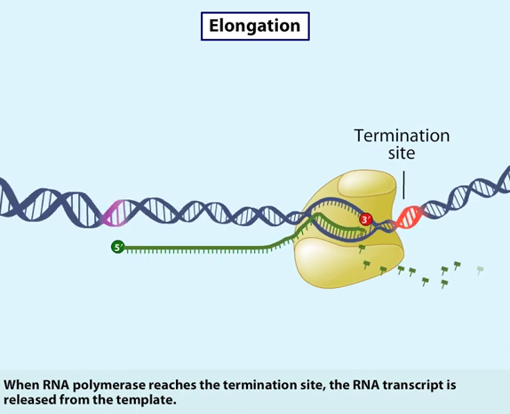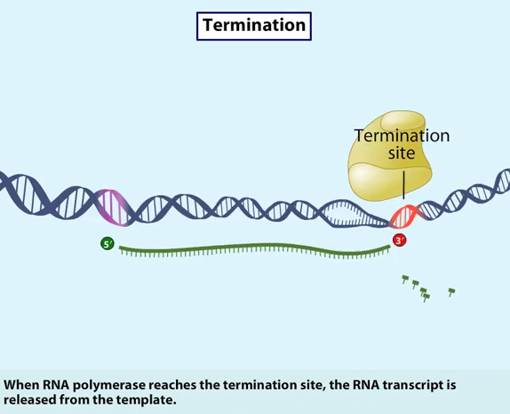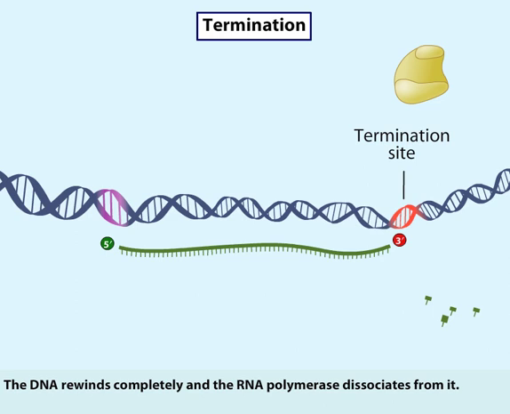When RNA polymerase reaches the termination site, the RNA transcript is released from the template. The DNA rewinds completely and the RNA polymerase dissociates from it. The DNA and RNA polymerase can then participate in other rounds of transcription.